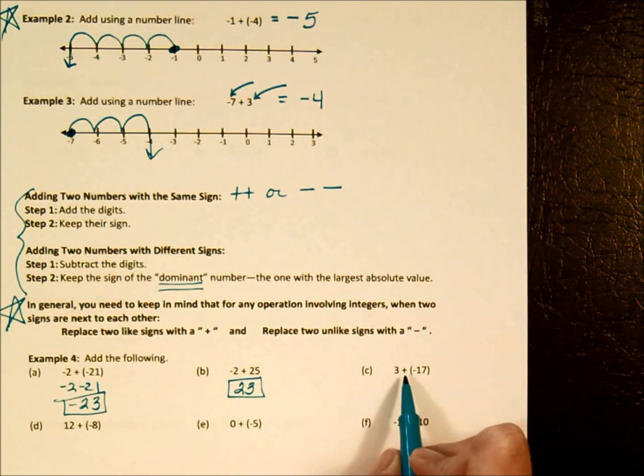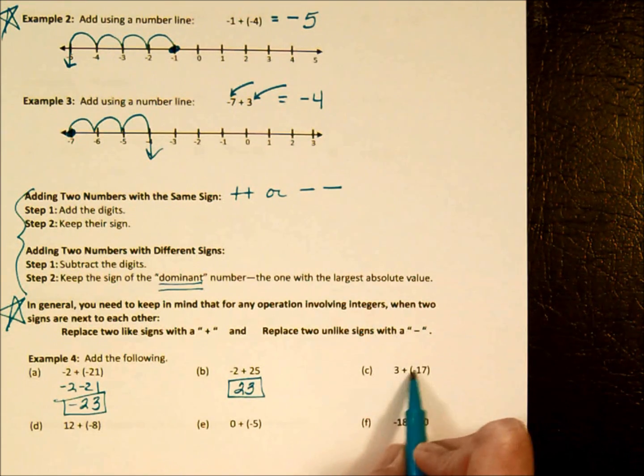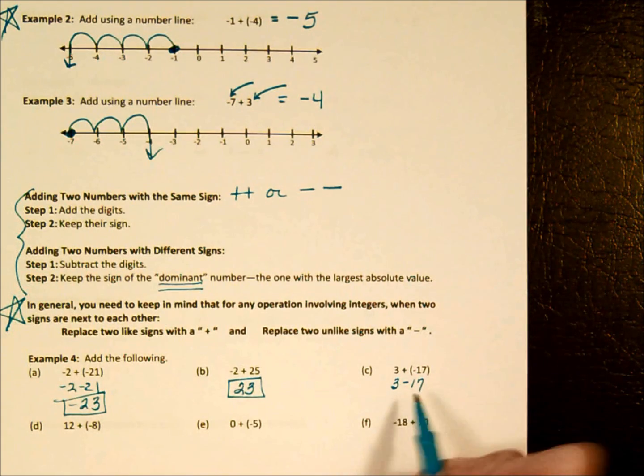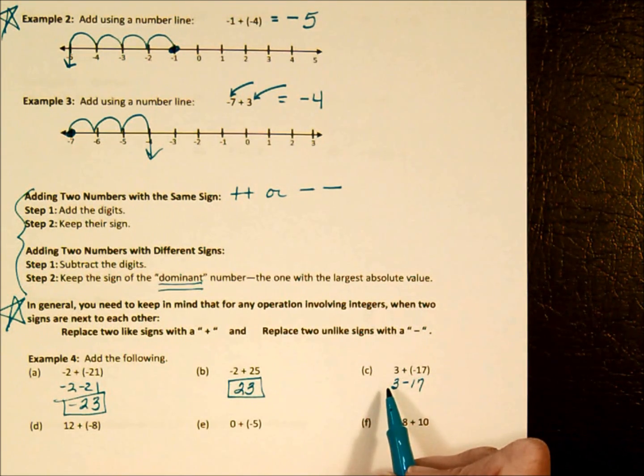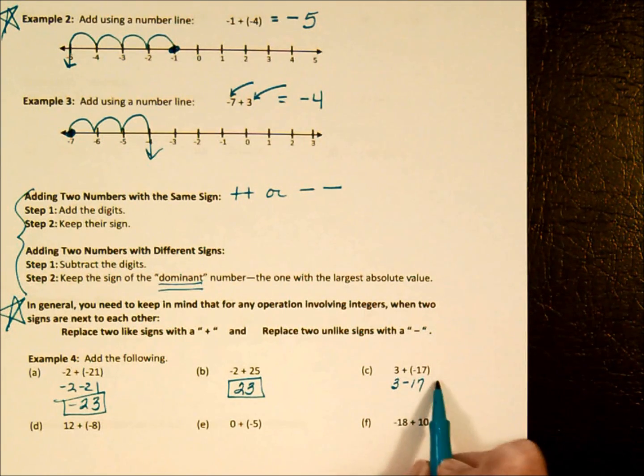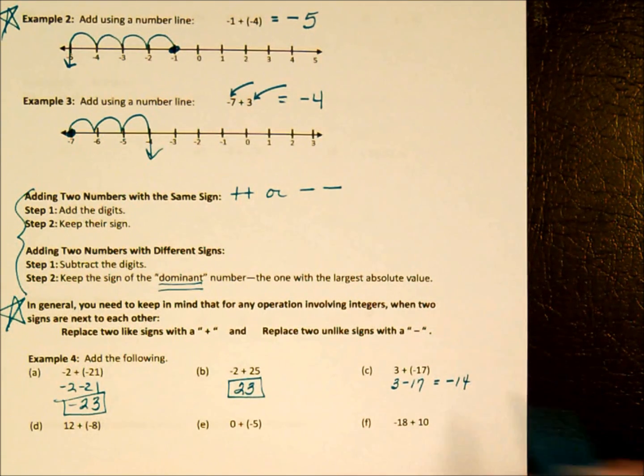Here I have again double signs, but they're unlike, so that's really 3 take away 17. Well, I have much more negativeness than positiveness, right? So I start at 3, go down 17. That's going to take me to -14.